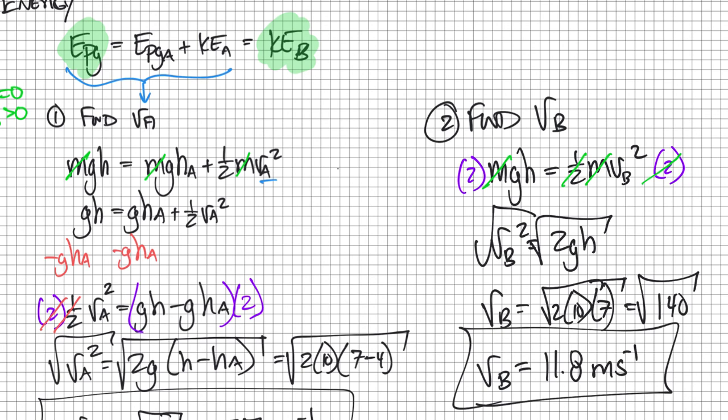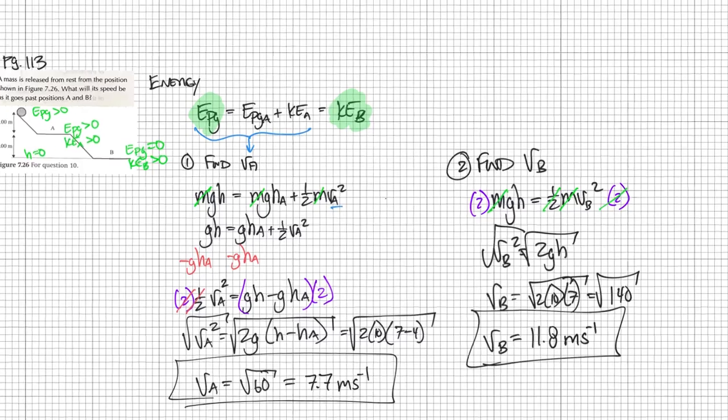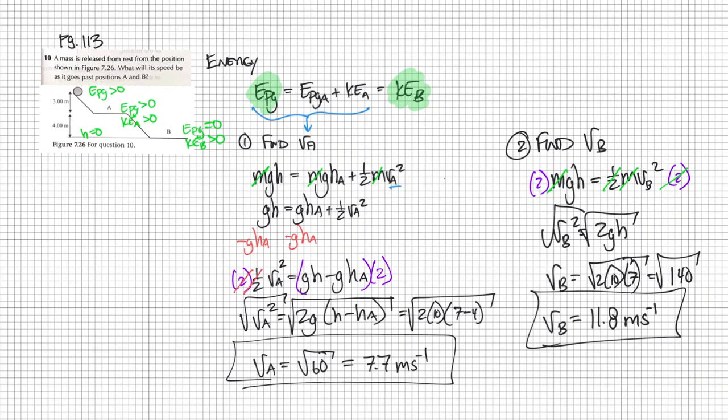All right, so that's how we would set both of those up. Again, the main thing we need to be able to do is set up our main equation. Potential energy at the beginning equals potential plus kinetic equals kinetic. And then from that, I can work through either one.